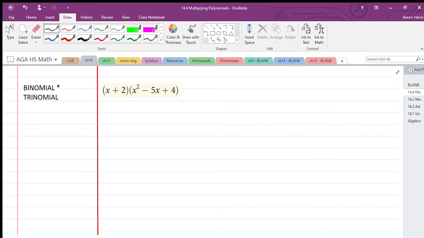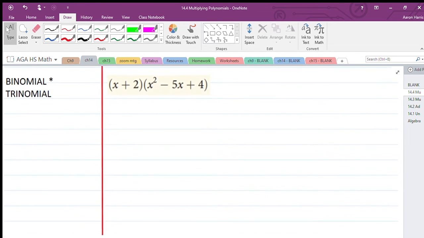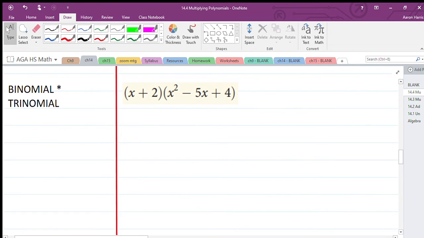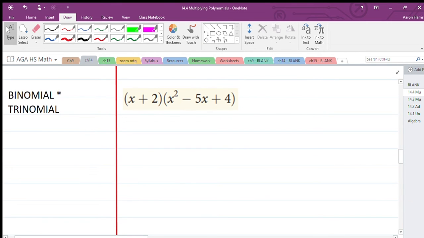Okay, we got a binomial times a trinomial. This has 2 terms, this has 3 terms. It's not FOIL because it's not first, outer, inner, last, but we're still distributing, the same concept. We need to multiply every term in the first polynomial by every term in the second polynomial. So x times x squared, times negative 5x, times positive 4.